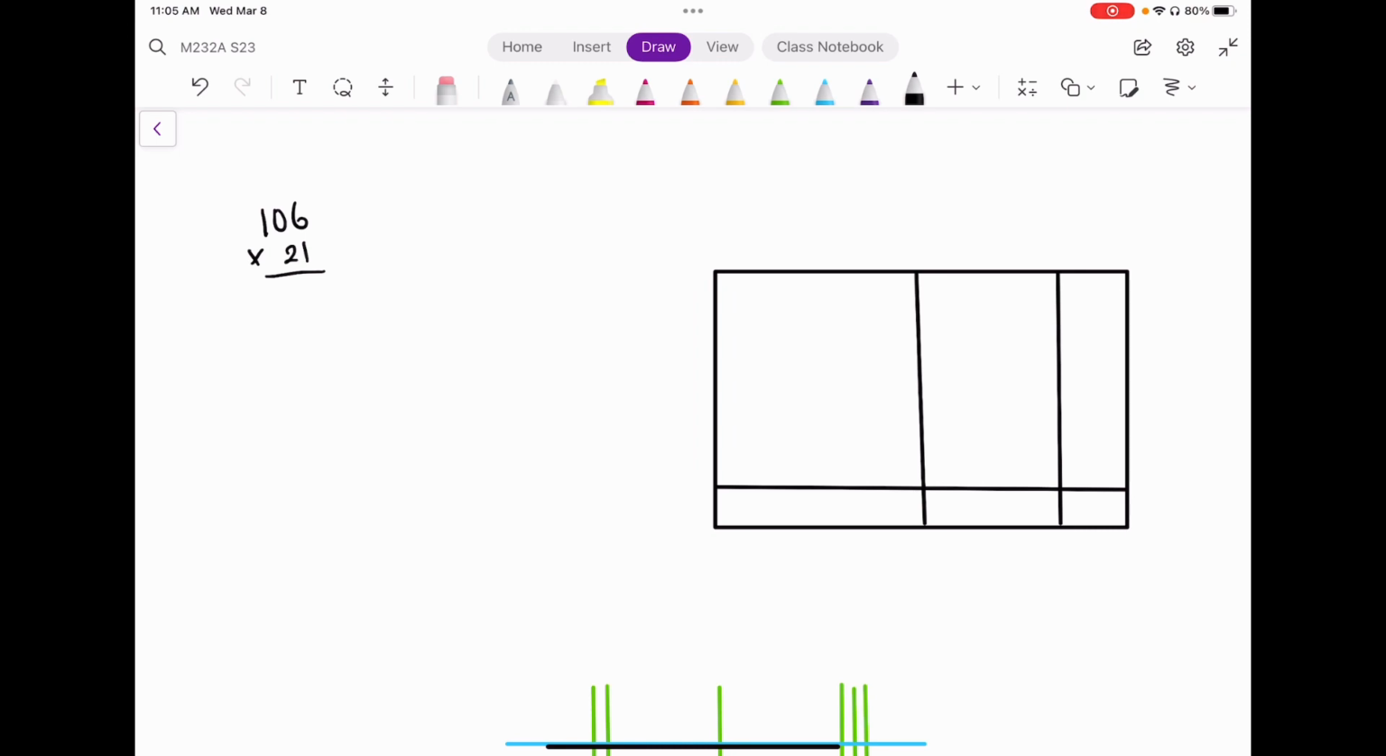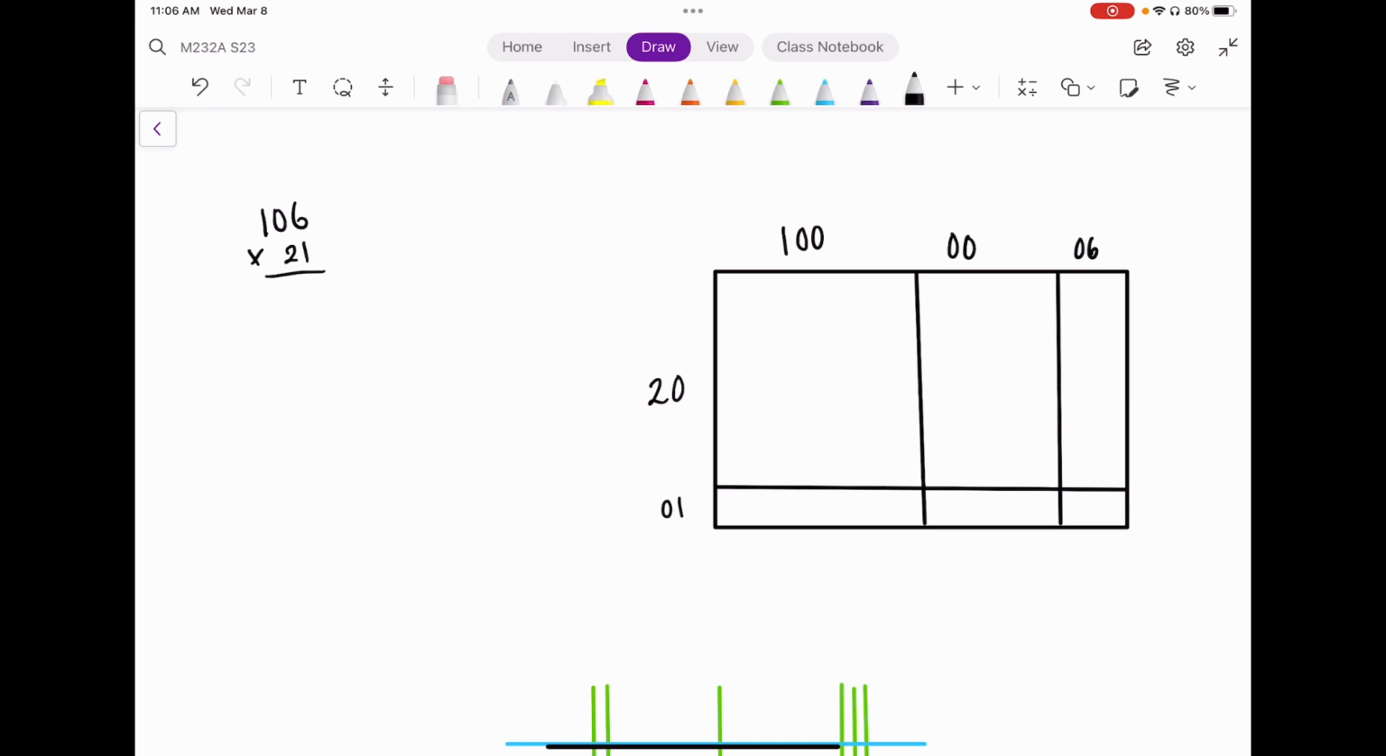Now I have 106, so I want to represent each portion of the 106 using three different rectangles. 100 is one portion. The tens digit has nothing, and then there's 6 units here. So I have 100, 0 tens, 6 single digits. And then 21, I'm going to represent 20 and 1 on the side. So you break each individual place value into its own section.